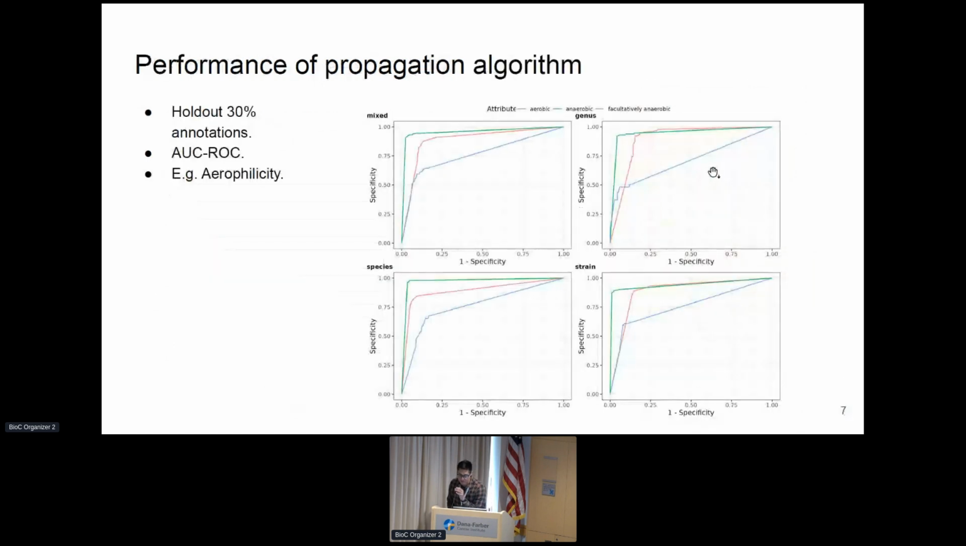We performed some ROC curves with a holdout to validate the annotations. And the curves, at least for one of these, I think they look good. We tried different holdouts with different taxonomic ranks.